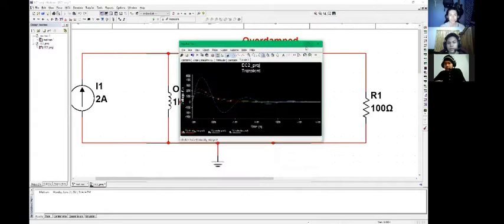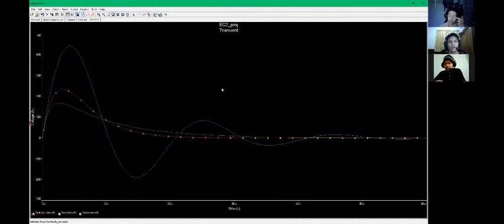This is the graph that we get based on our circuit, where the blue one is underdamped, the green one is overdamped, and lastly the red one is critically damped. Based on this graph, underdamped, we all know that an underdamped response oscillates with a decaying envelope. The more underdamped the system, the more oscillation and the longer it takes to reach steady state, as we can see right here. The damping ratio for underdamped is always less than 1.